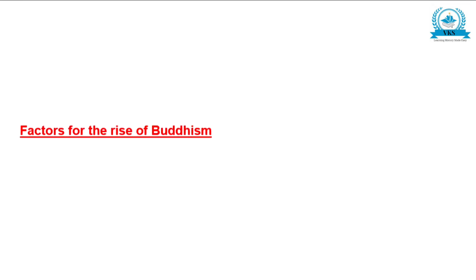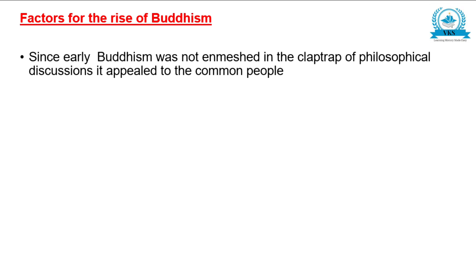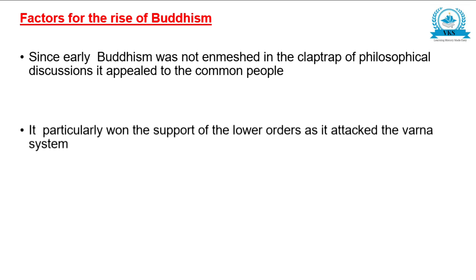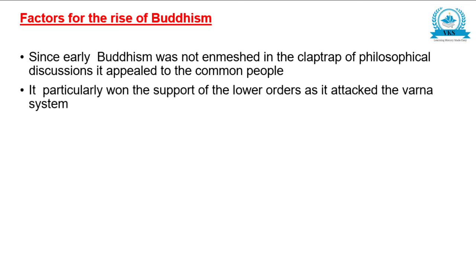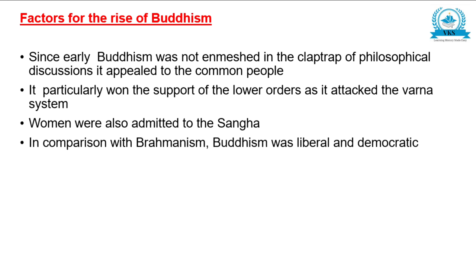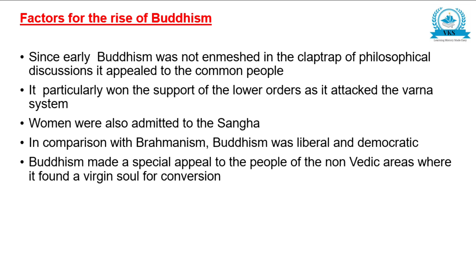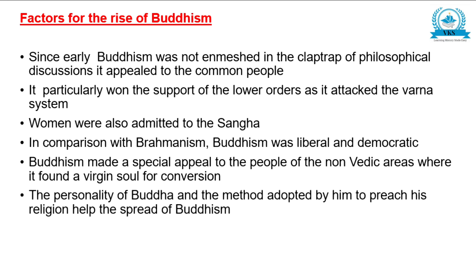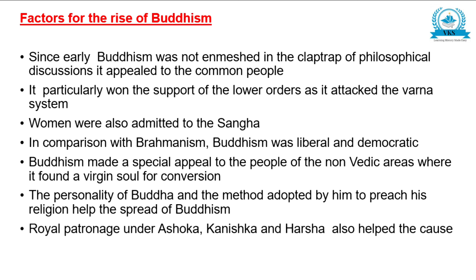Now just let us go through the points which we have studied till now. Factors for the rise of Buddhism. Since early Buddhism was not enmeshed in the claptrap of philosophical discussions, it appealed to the common people. It particularly won the support of the lower orders as it attacked the Varna system. Women were also admitted in the Sangha. In comparison with Brahmanism, Buddhism was liberal and democratic. Buddhism made a special appeal to the people of the non-Vedic areas where it found a virgin soul for conversion. The personality of Buddha and the method adopted by him to preach his religion helped the spread of Buddhism.